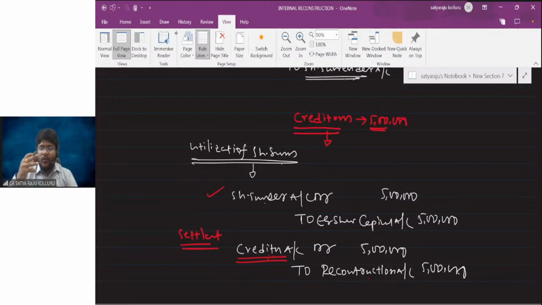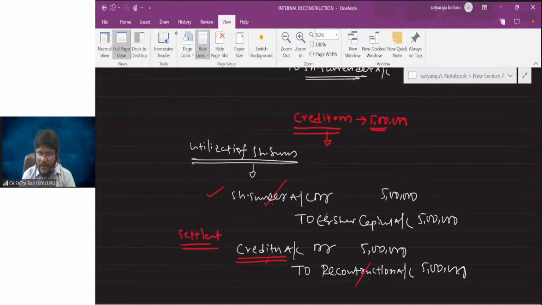Now, if you check what impact really occurs here, sir, reconstruction is a credit. Share surrender is also a type of profit. If you presume that share surrender is a reconstruction, then share surrender and reconstruction will cancel with each other. Then the net entry is creditors to equity share capital only. What happens really here? The creditors balance vanished, and you issued the equity share capital.